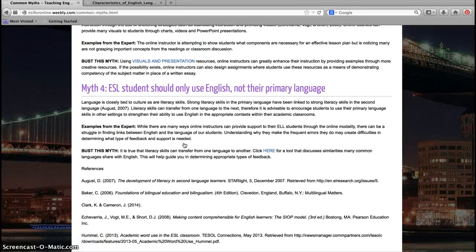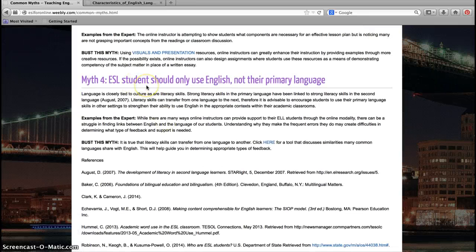The final myth that we would like to bust is that ESL students should only use English, not their primary language.